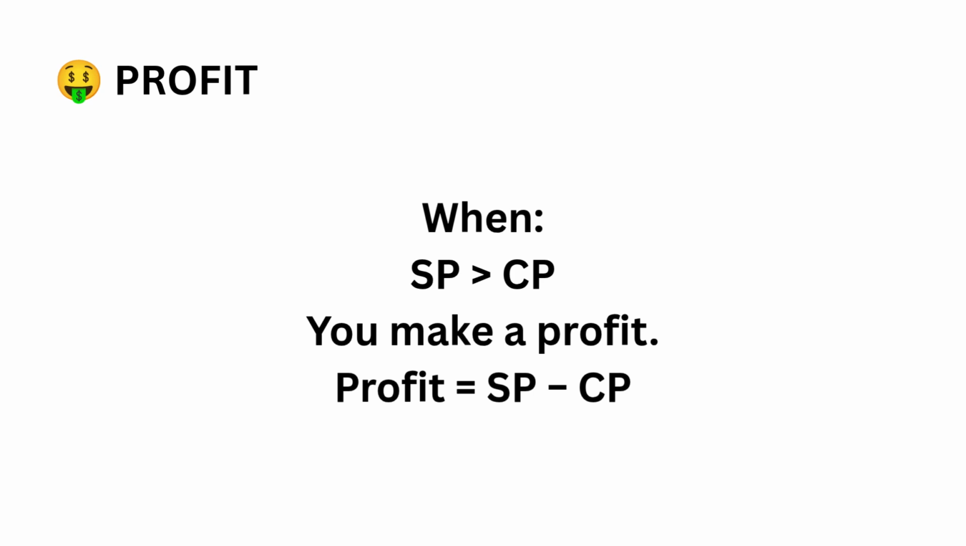Now let's talk about profits. If you sell an item for more than you bought it for, you've made a profit. The formula is simple. Profit is equal to SP minus CP. That's selling price minus cost price. I hope you understand that.